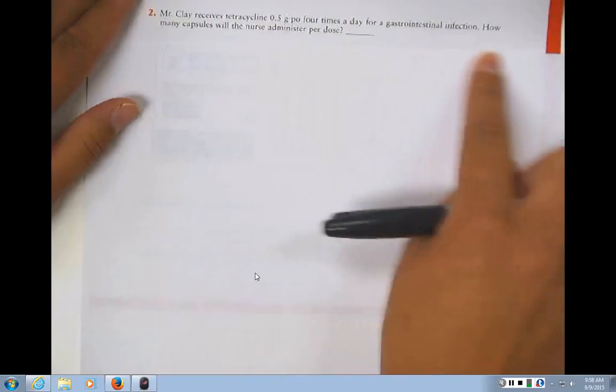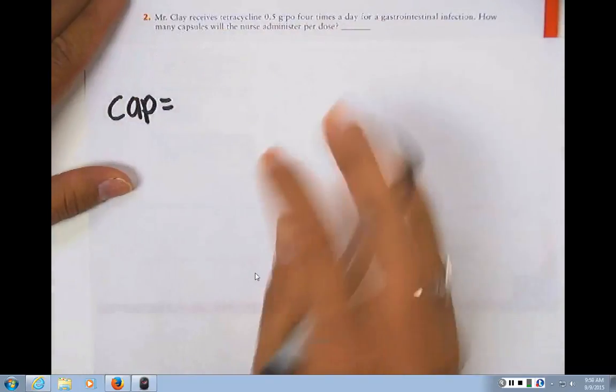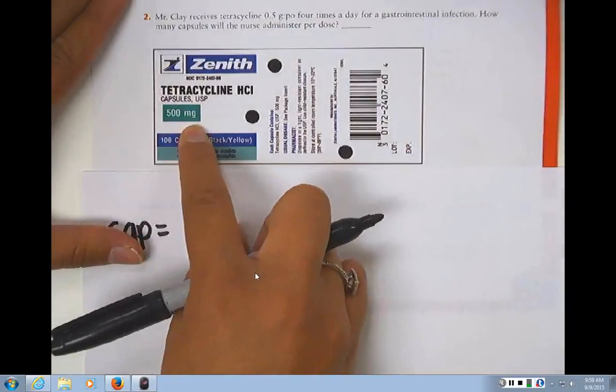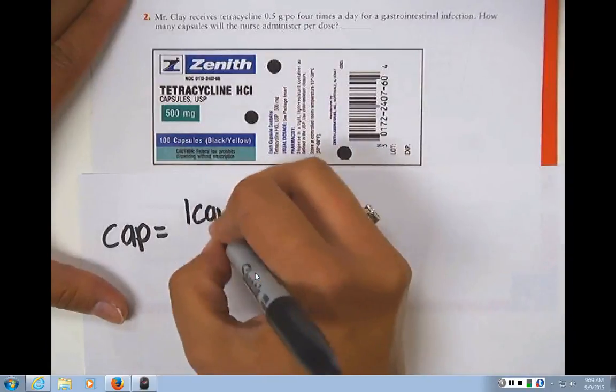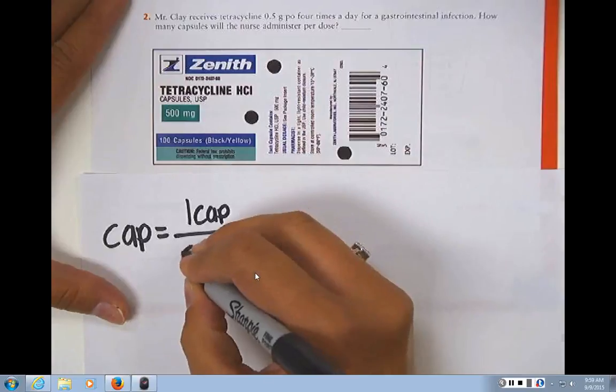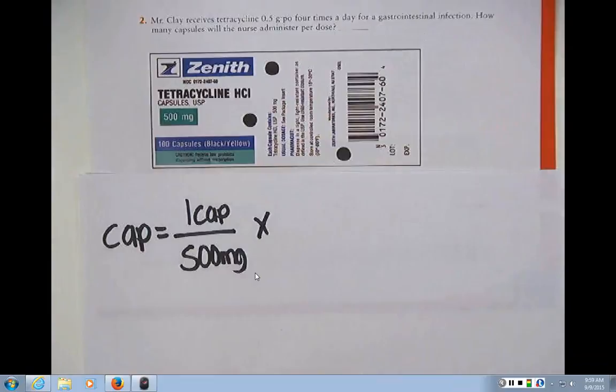I am solving for capsules, so I'm going to write capsules here. And my dose on hand is 500 milligrams per capsule. So just like we did in the past, one capsule has 500 milligrams. The next fraction that I'm going to set up is my conversion. Again, my dose is in milligrams. I'm going to have to convert that to grams so I know exactly how much of this medication equals 0.5 grams because that's what the doctor ordered.